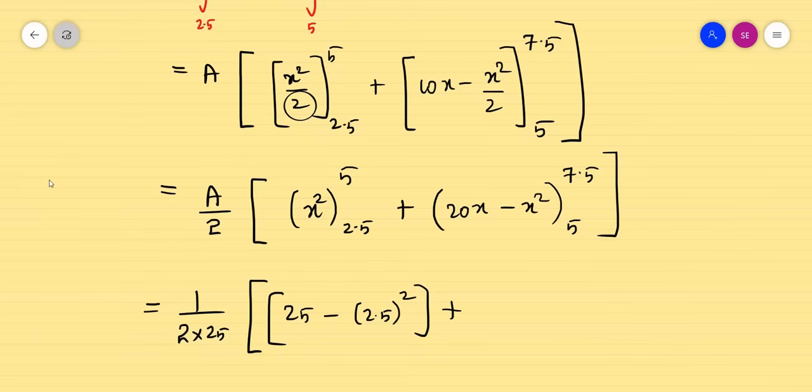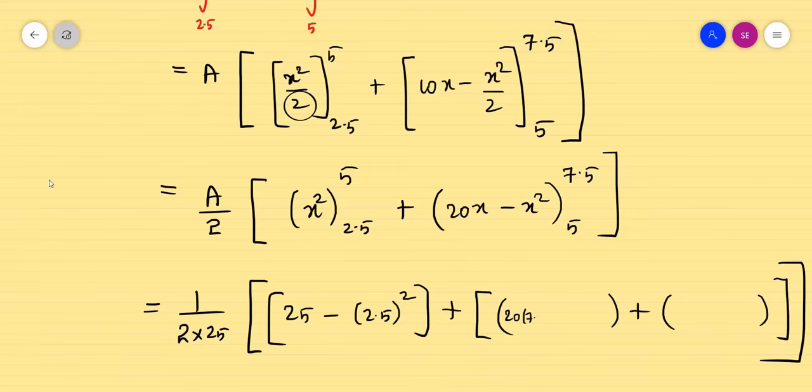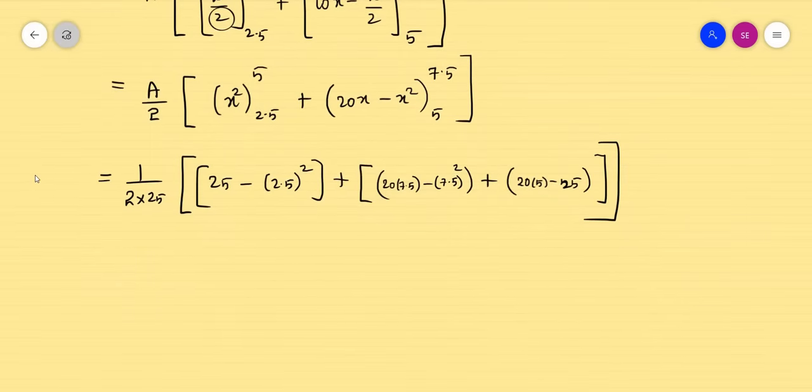So don't waste time doing all these things. Take your calculator and you can calculate directly. First calculate this, then 20 into 7.5 minus 7.5 whole square, then 20 into 5 minus 25. So you have to expand this. Remember, there are no marks for these steps, guys. They will see the answer. So you can directly use your calculator and find the answer.